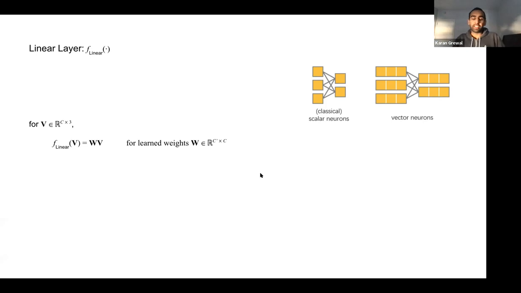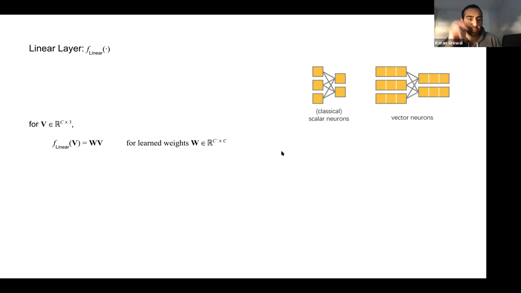Now the authors constructed a bunch of different types of layers in the network. So you have linear layers, nonlinearities, batch normalization, pooling, all that, and they talk about how they are constructing these layers specifically for vector neurons, such that they satisfy rotation equivariance if you rotate around the origin in that space.